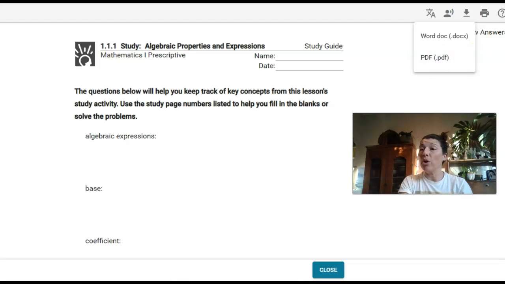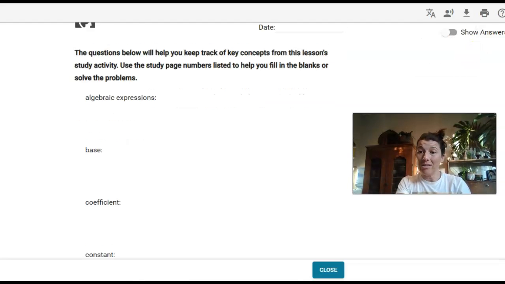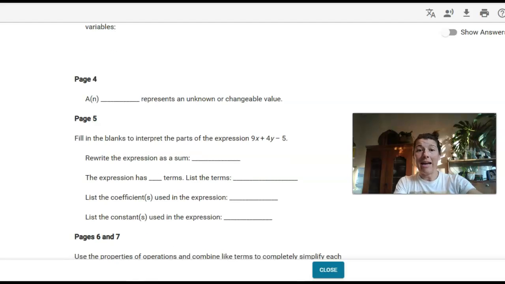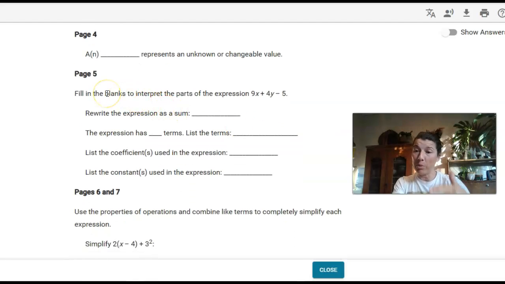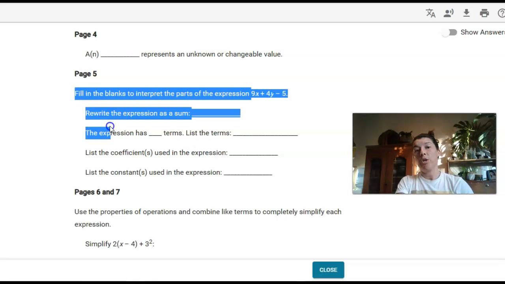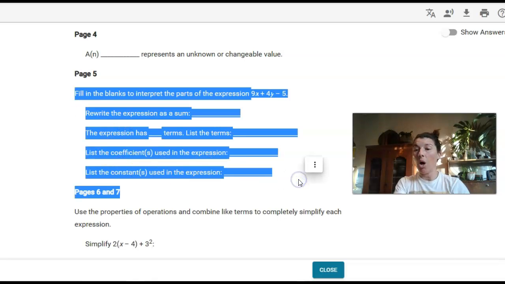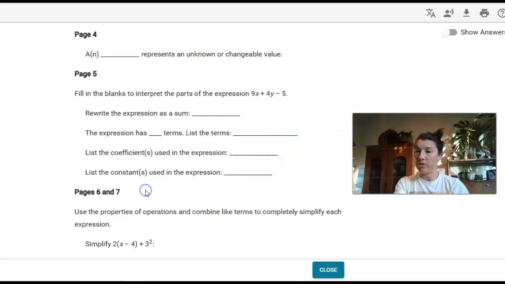It is your notes. This worksheet is super helpful because it actually tells you what the important information is, the important ideas on every single page. So look at page 5. This is the most important information. So you want to make sure that you have answers to all of these before you move on to page 6.